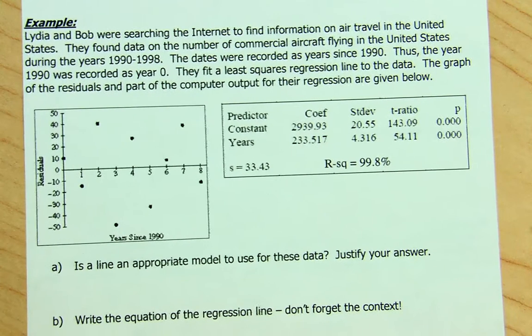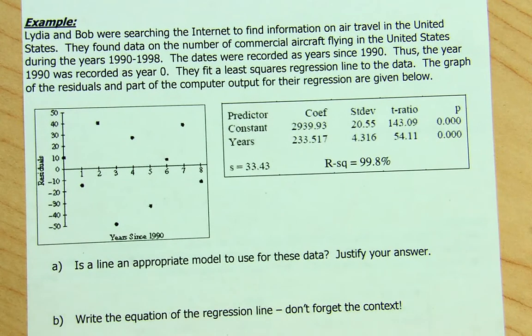So in our first example, we have Lydia and Bob. They were searching the internet to find information on air travel in the United States. They found data on the number of commercial aircraft flying in the United States during the years 1990 to 1998. The dates were recorded as years since 1990. Thus, the year 1990 was recorded as year 0. They fit a least square regression line to the data. The graph of the residuals and part of the computer output for their regression are shown here.